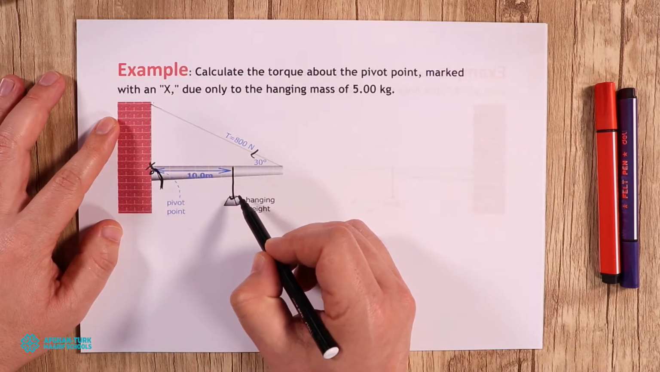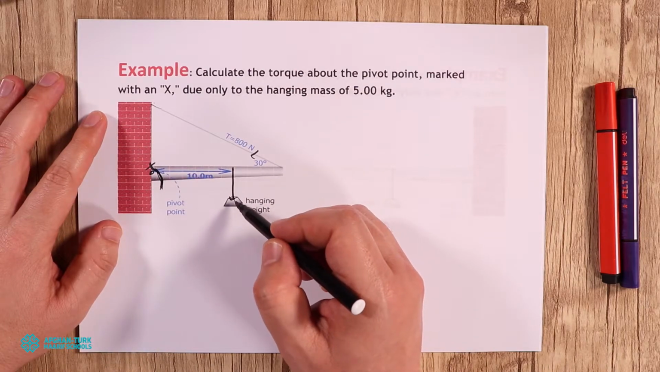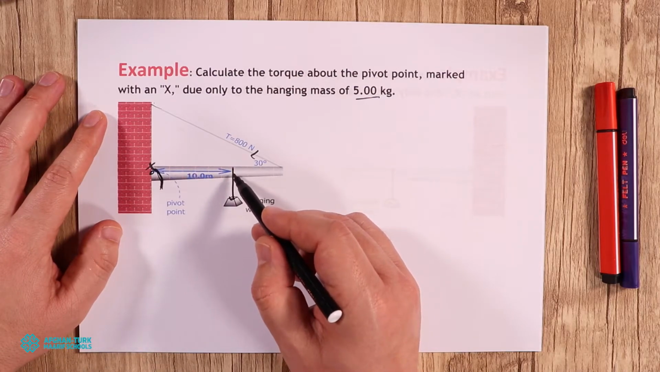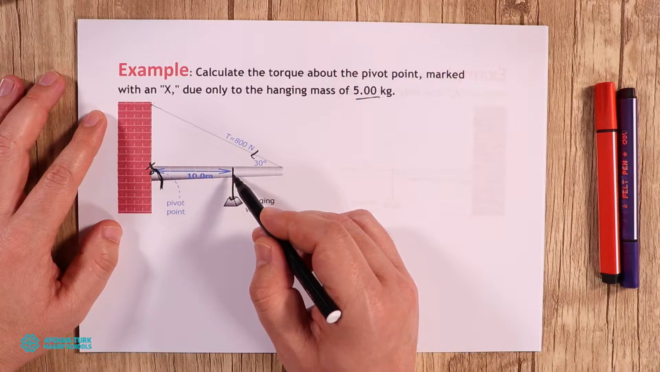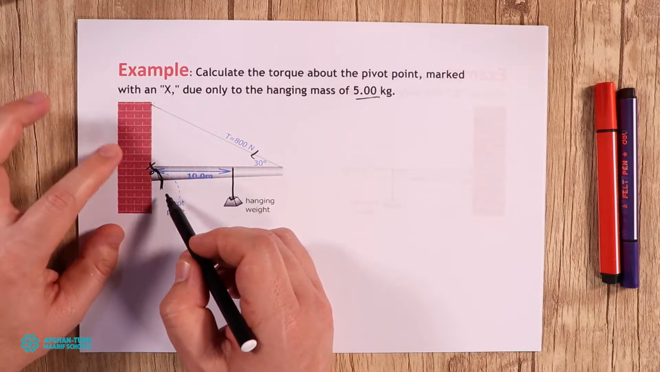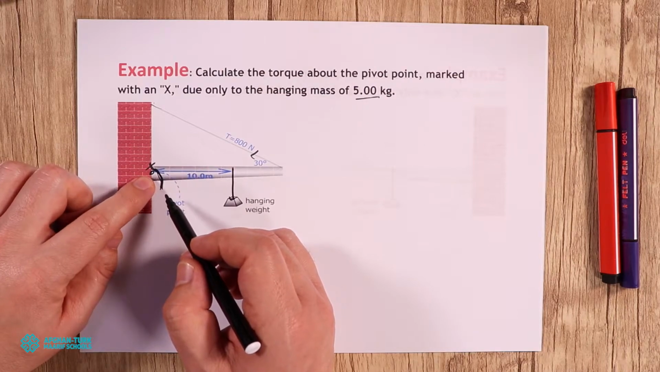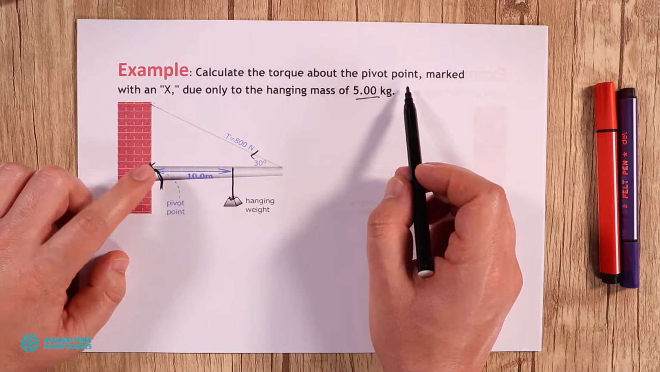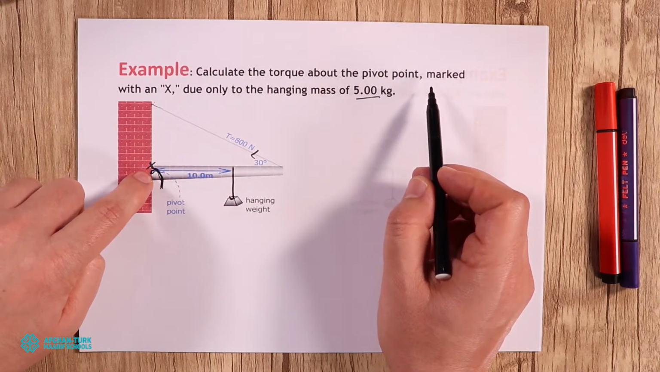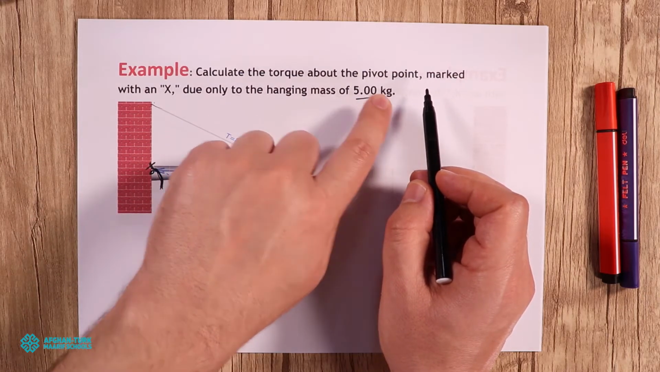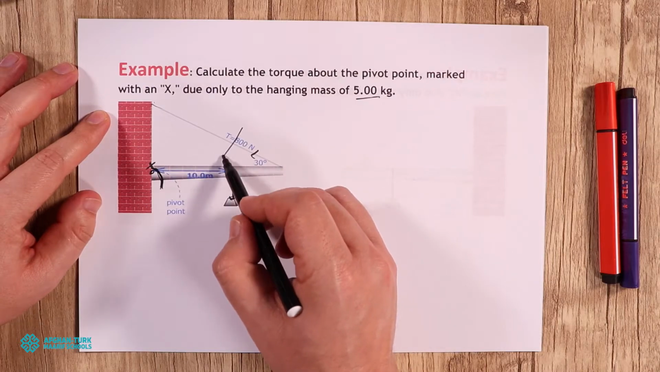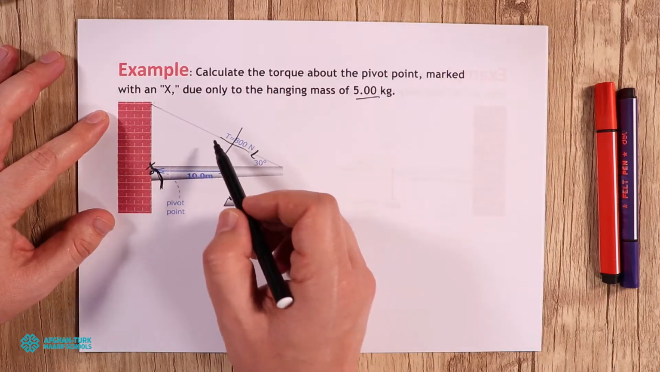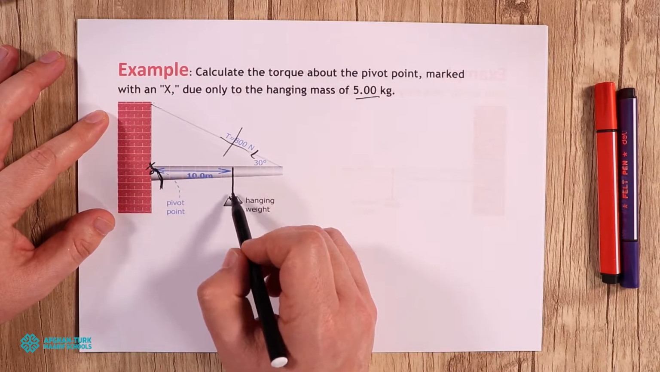So here some weight is given, the mass is equal to 5 kilogram. Now if this mass pulls this beam downward, there is torque produced, so they want this torque. Okay, let's see what they want in the question. Calculate the torque about the pivot point, this point marked by x, due to the hanging mass of 5 kilogram. We will ignore this other force because they don't ask about it, they only want this force.